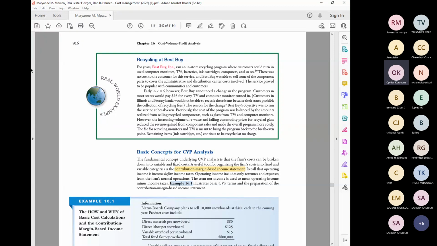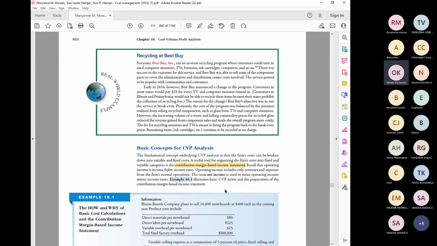A contribution margin based income statement. So for contribution, we are only worried about sales minus variable costs. So here we arrive at contribution. So we need to be very, very, very careful. Cost volume profit, that is CVP, is an abbreviation.